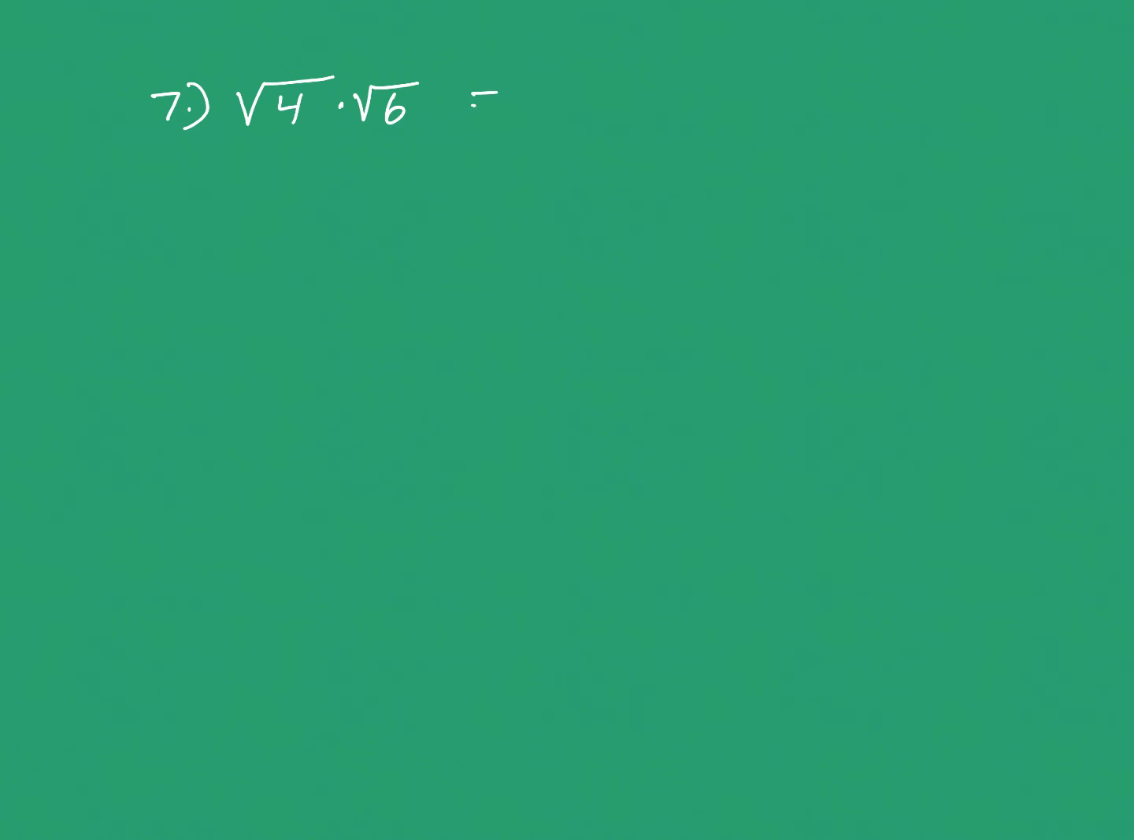Okay, we're going to multiply these two since they have the same index. Square root of 4 times the square root of 6 is the square root of 24. We have 2 times 12, 2 times 6, 2 times 3. So we have 2 times 12 is 24. 12 is divisible by 2, so it's 2 times 6, 2 times 3, and we're trying to find the square root. So the square root of 4 is 2. So this simplifies to 2 square root of 6.